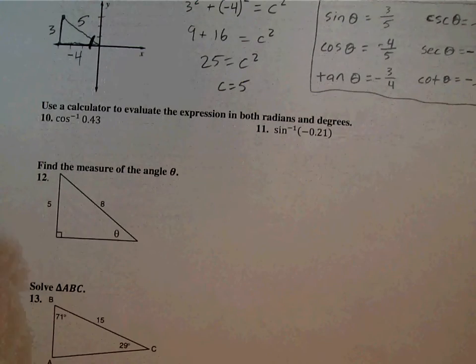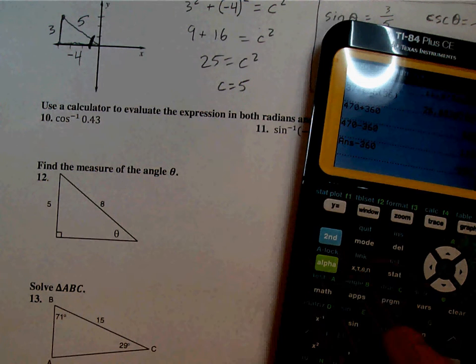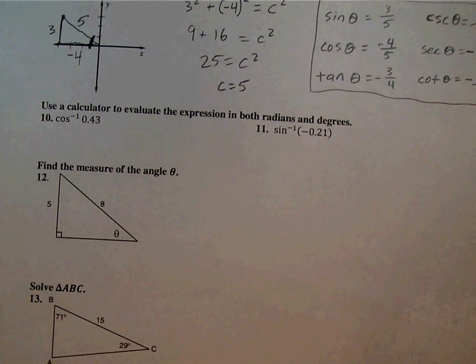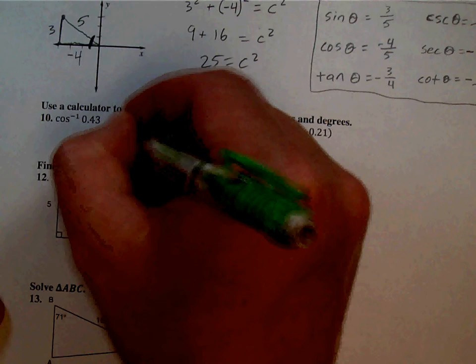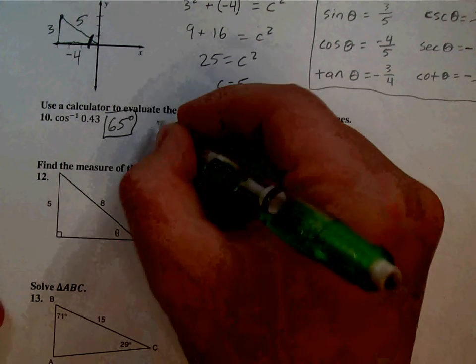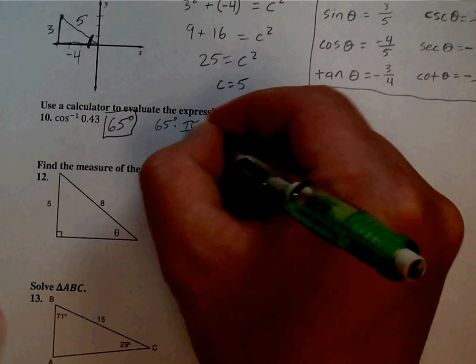Number 10 and 11, we simply plug these in the calculator. So I'll do secant cosine of 0.43. I get 64.5. I'll just call it 65 degrees. I'll go to the nearest degree. So 65 degrees. But it says we also wanted radians.